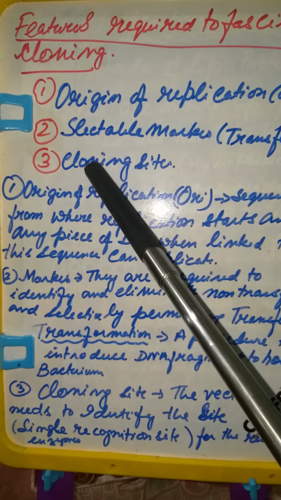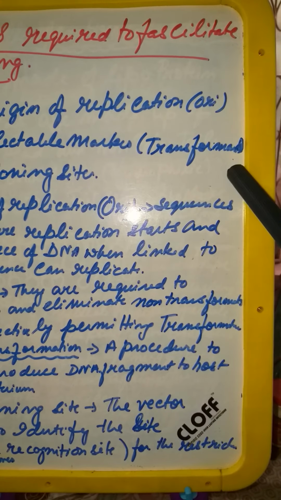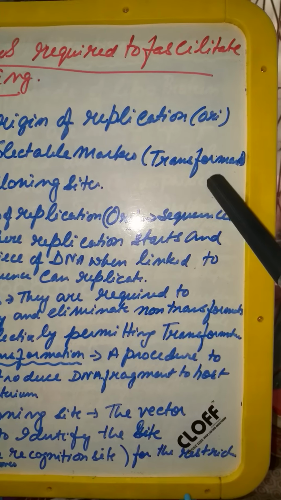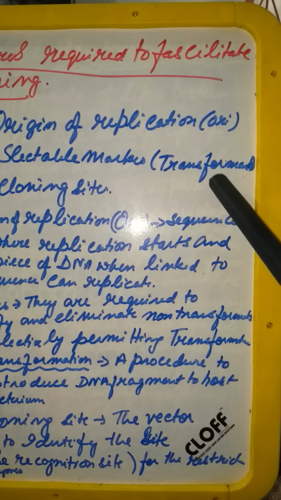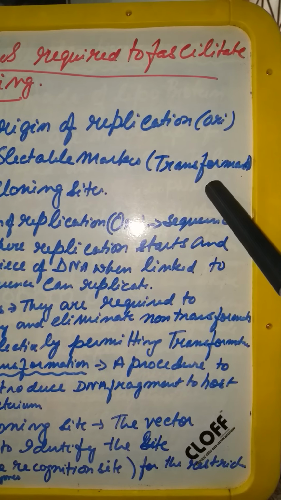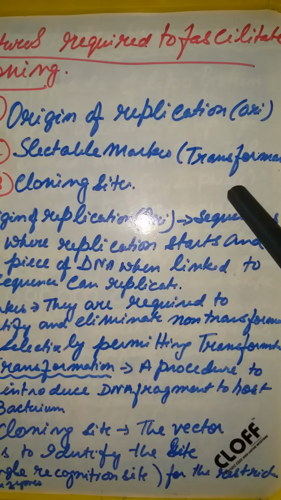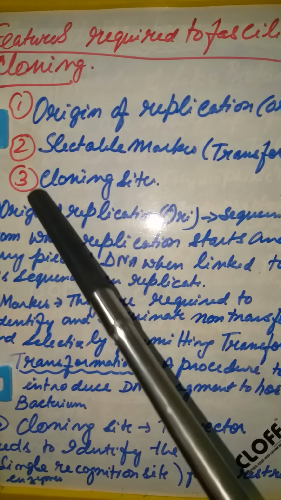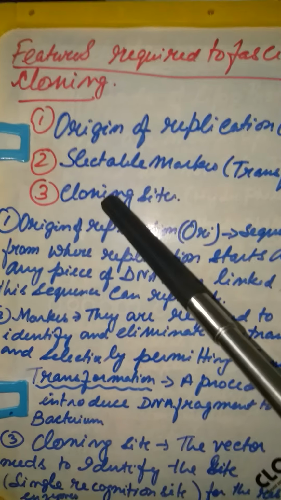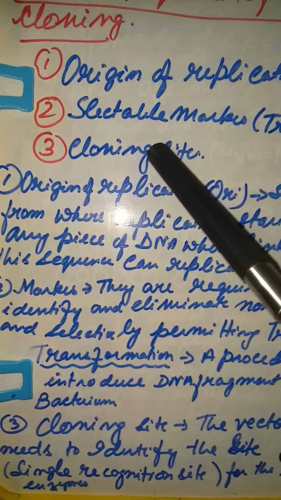Then we need a selectable marker. What is a selectable marker? That is known as a transformant. What are these transformants? Because these help the replicated DNA to get adjusted to the cloning vector. And a cloning site. Site means the position where this DNA has to be inserted. So that is also a very important part.